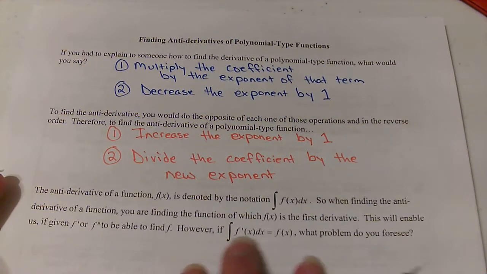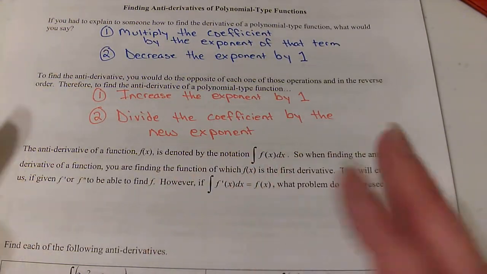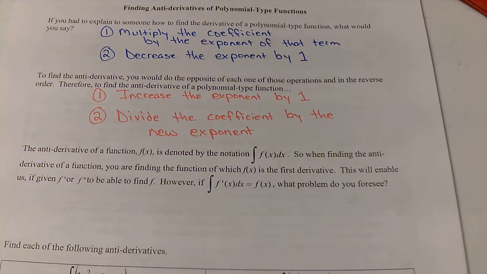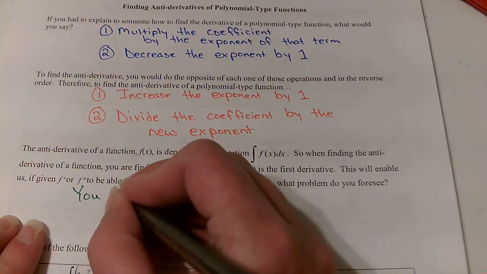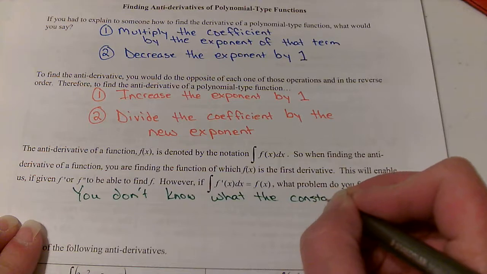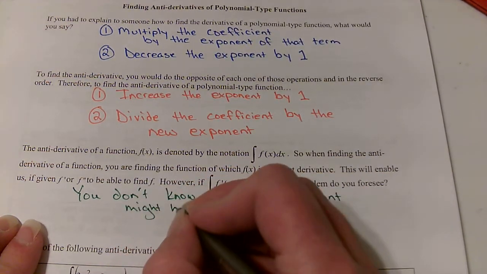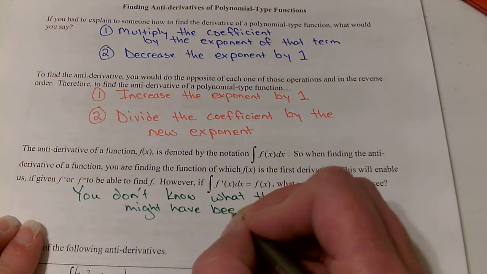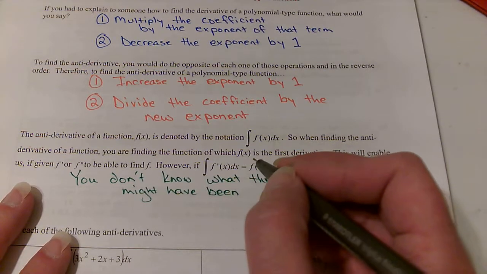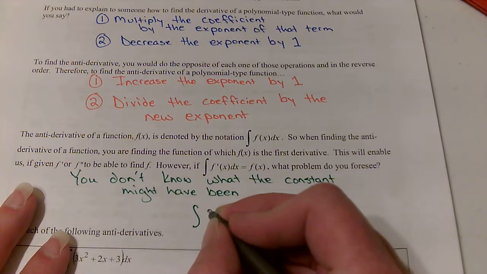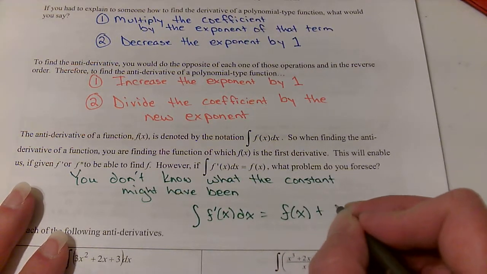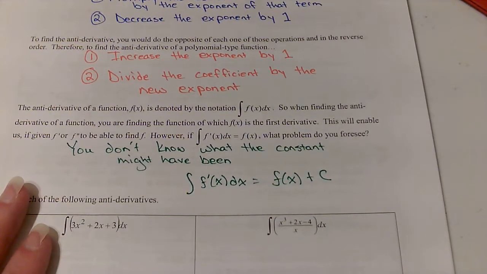So in the notes, it talks about that the problem we would foresee is that we have to have that constant in there. So I'm going to just jot that down because we talked about it. You don't know what the constant might have been. This notation, this large S, this is the notation for the antiderivative. So if I'm taking the antiderivative of f prime of x, that's going to give me my original function plus some c, constant. So we don't want to ever forget the c.